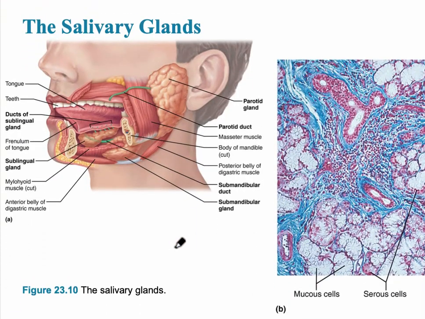Let's look at the salivary glands a little more closely. There are basically three different pairs. One in the cheek is called the parotid gland. There's one in the mandible called the submandibular gland. And finally, one directly underneath the tongue called the sublingual gland. On the right side of this slide, we can see the histology of the salivary glands. Specifically in the submandibular gland, there are darkly and lightly staining acini.